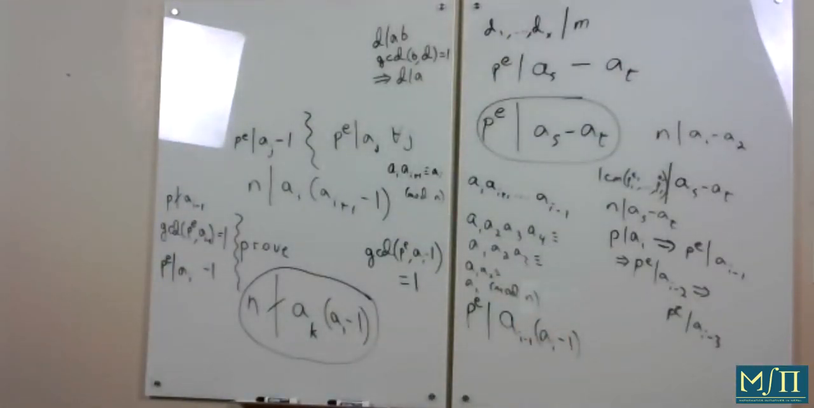I think another solution would be: n is equal to pq, such that p divides a1 and q divides a2 minus 1, and we suppose that n divides a_k multiplied by a1 minus 1.